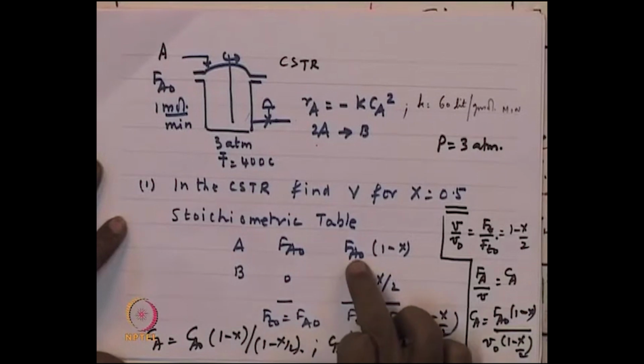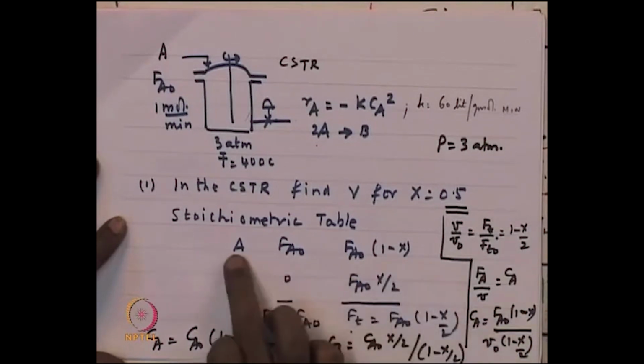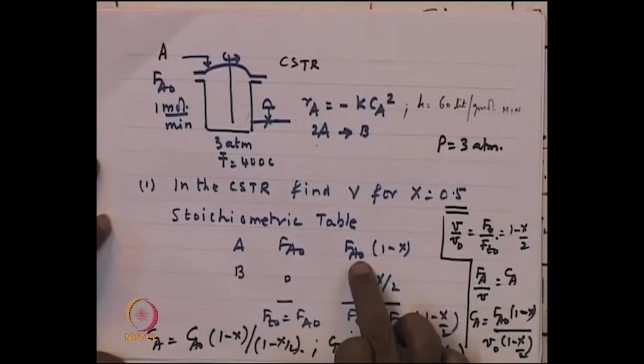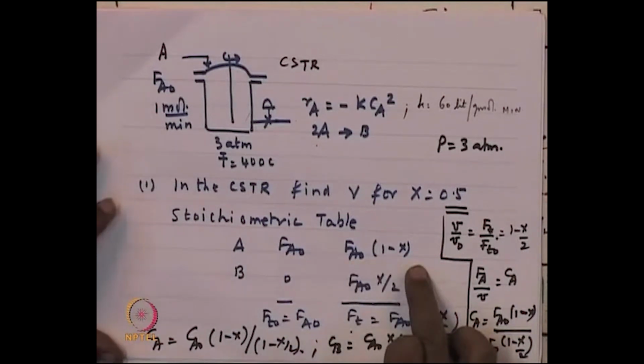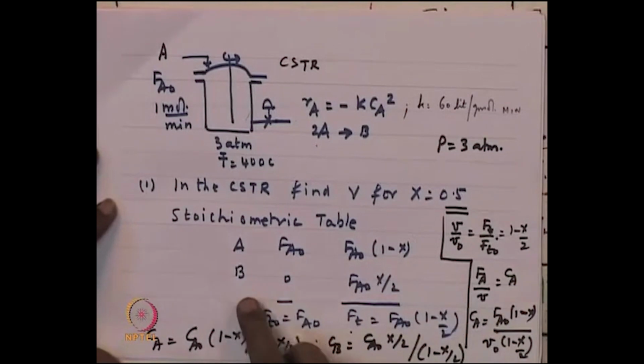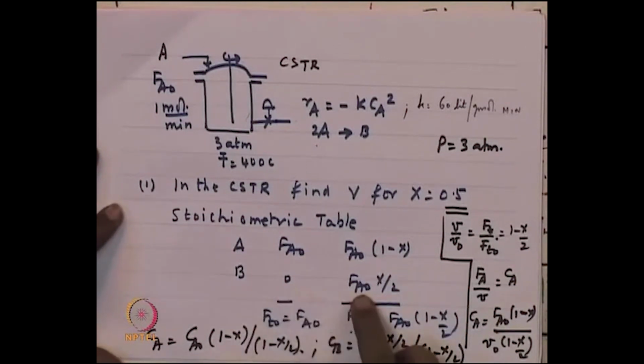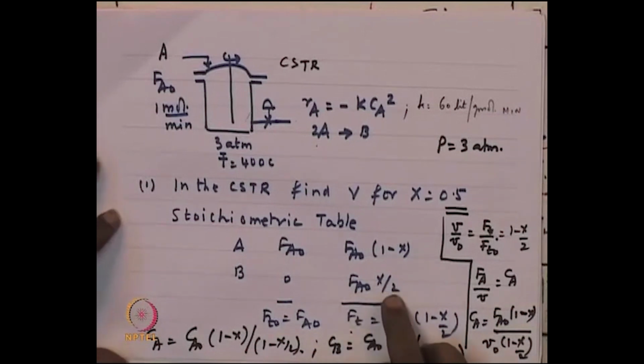Okay. At the outlet, if conversion is defined with respect to component A, we know that the outlet flow will be Fa0 times 1 minus x, a statement of material balance. For component B, nothing is coming in at the inlet, and it reacts as per this: 2A going to B, or A going to half B. Therefore, the amount of B formed will be Fa0 x by 2.